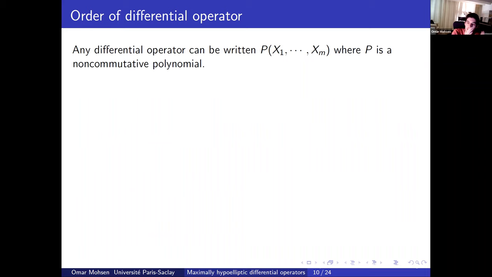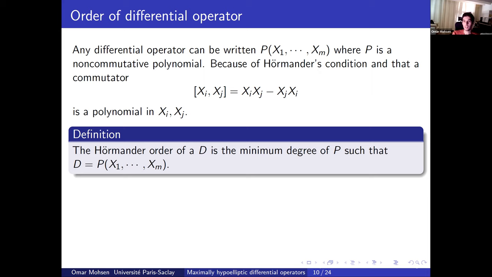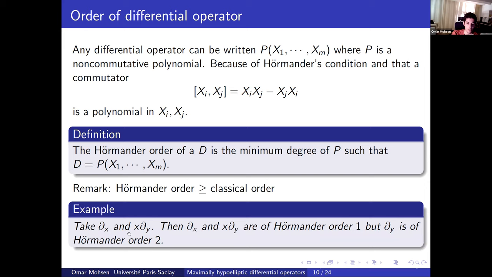So a simple observation: any differential operator can be written as a non-commutative polynomial in the vector fields. That's very simple. You have Hörmander's condition and commutators already are written as polynomials. So any vector field can be written this way, and any differential operator, of course. The polynomial has coefficients that are C infinity functions. And you define the Hörmander order of a differential operator as the minimum degree of the polynomial. This is always bigger than or equal to the usual order, but it can be strictly bigger. So for example, with the example from before, ∂x and x∂y, of course, these two are of Hörmander order one by construction, but ∂y is of Hörmander order two. The only way I can do it is to write it as a commutator. I can't do better than this.